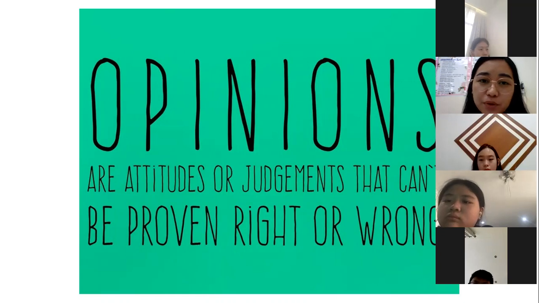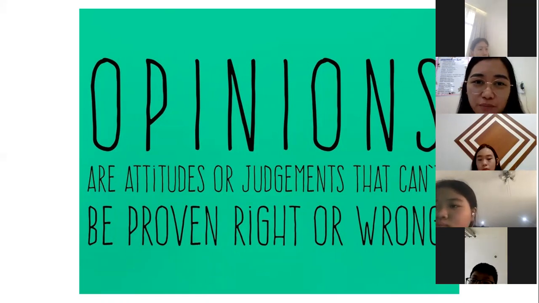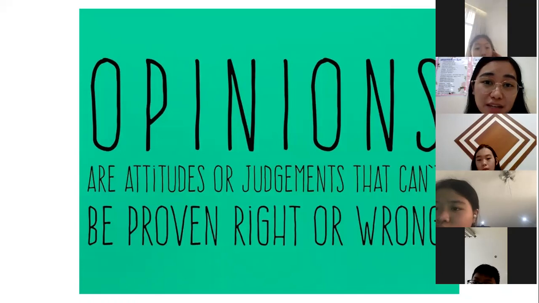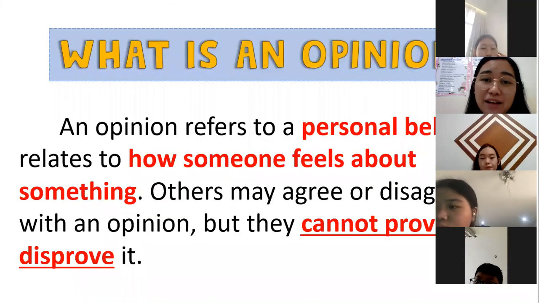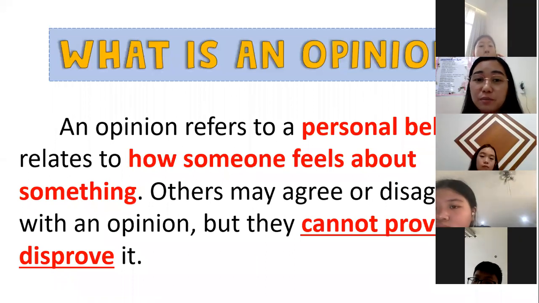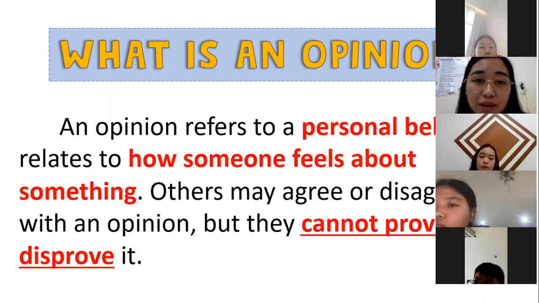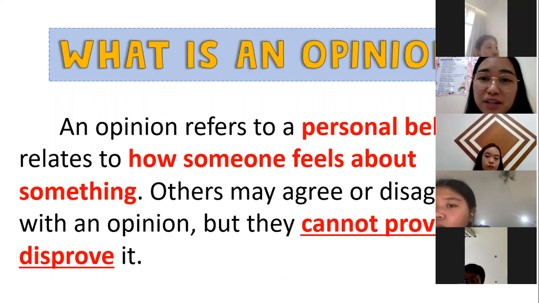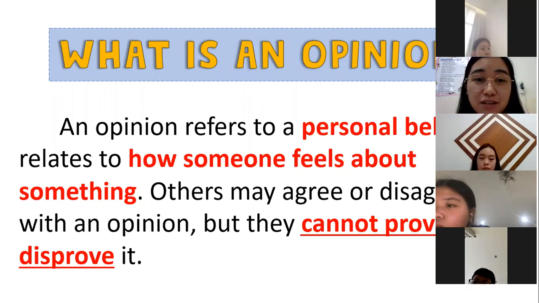Why can't we prove an opinion right or wrong? Because what may be right for me may be wrong for you. What may be right for you may be wrong for me. Why? Because people have different opinions towards certain things and issues, right? Because it's a personal belief. It's something that varies per person. Is it debatable? Yes, it's subject to arguments. You can argue over an opinion because not everyone will agree to an individual's opinion. Okay, they might have their own opinions as well.